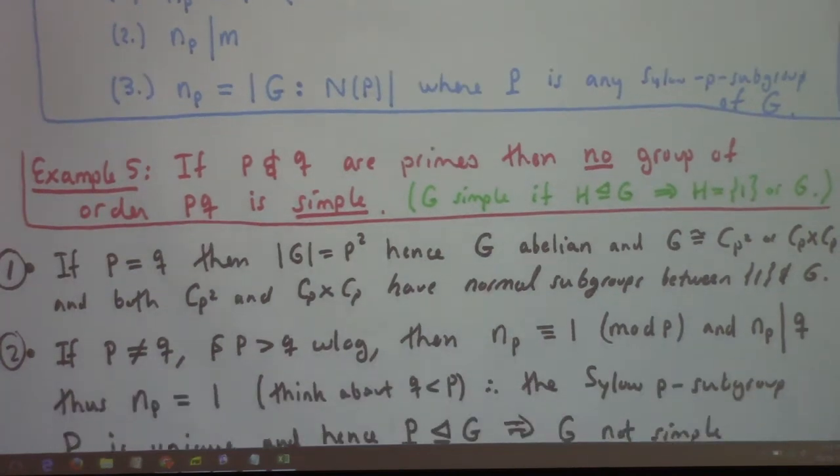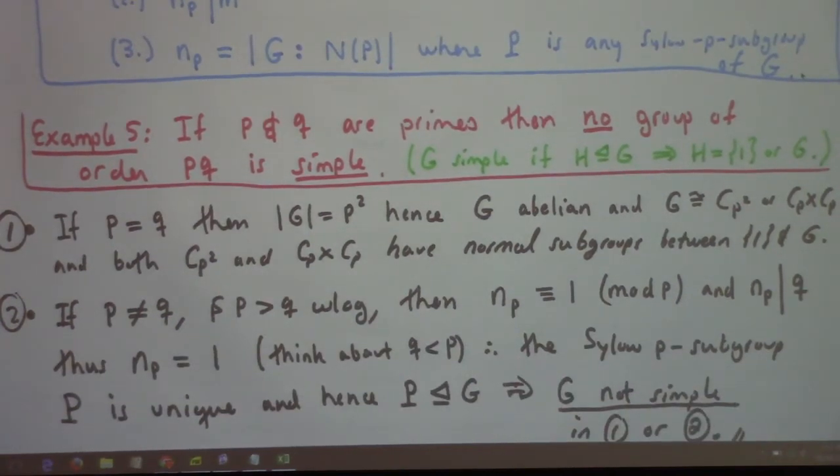What if the primes are not equal? Then you can suppose without loss of generality that p is larger than q. Sylow's third theorem tells me that the number of Sylow p subgroups is congruent to 1 mod p. We also have that the number of Sylow p subgroups has to divide q, because q is like the m. It's what's left over in the order of G. And if you think about that, that forces us to put n_p equal to 1. So there's a unique Sylow p subgroup, which means that it's normal, which means we've shown that the group's not simple. Not too bad, huh?